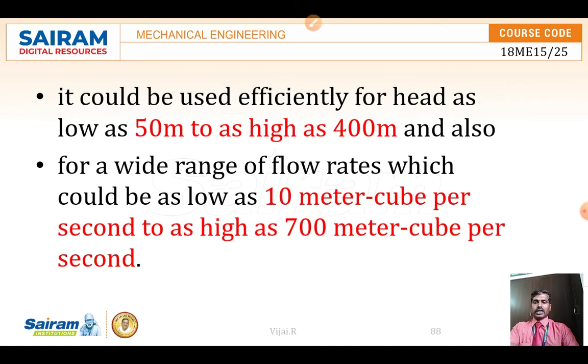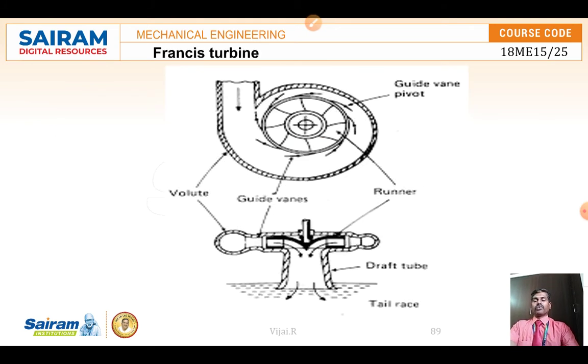Here the flow rates may be as low as 10 cubic meters per second to 700 cubic meters per second. The water flows from a dam or reservoir with a height of 50 to 400 meters. Only there can we use this type of Francis turbine. The water comes through the penstock, or any pipe, and enters the turbine through a spiral casing. The casing is very important here. The casing consists of guide blades, runner blades, and stay blades. Let me see them one by one.